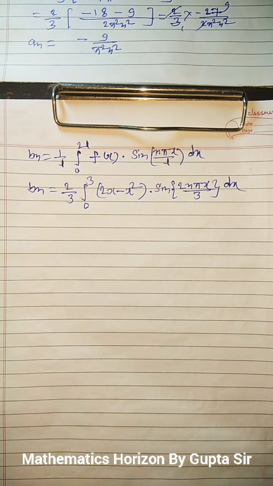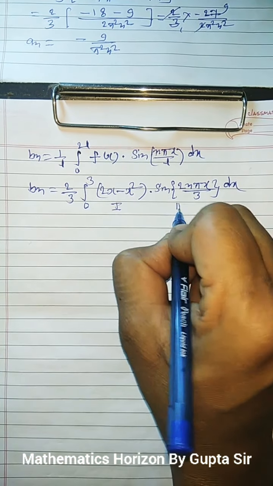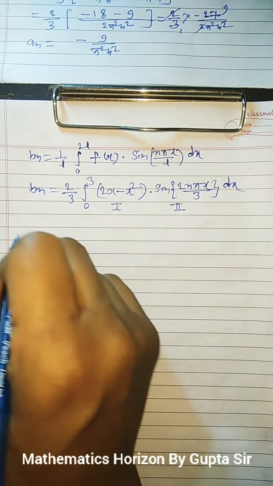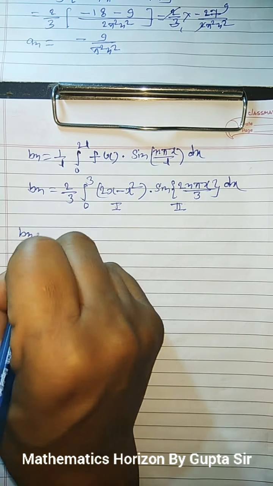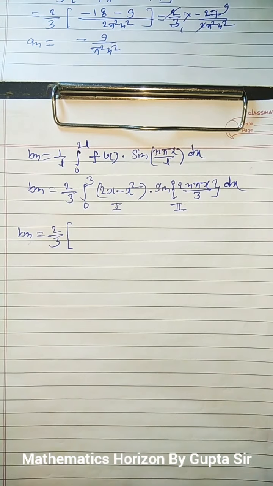Now again we integrate by parts, taking this as a first function and this as a second function. Now what will be bn? bn equal to 2 upon 3. Now we integrate this function.